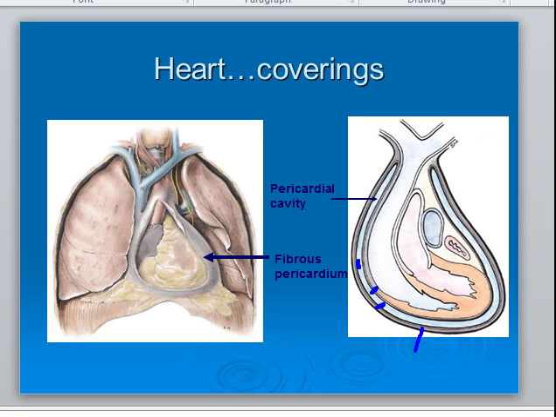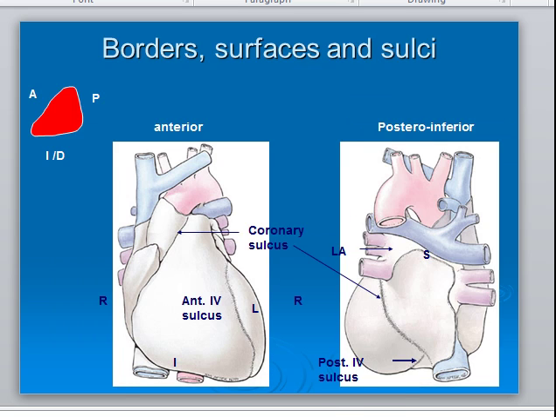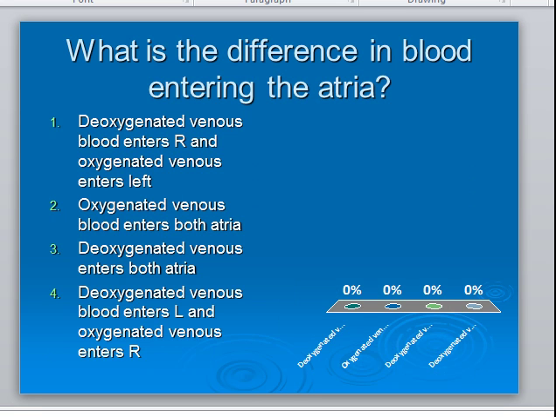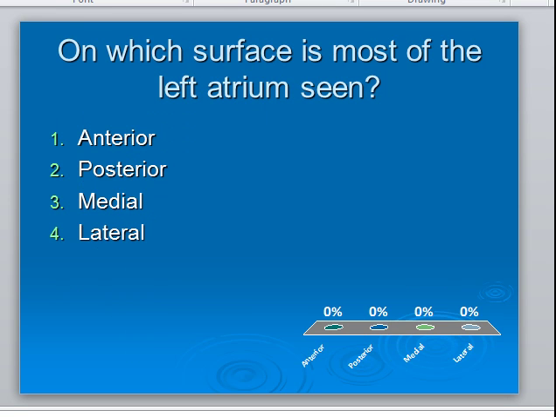Now let's go to the next. So you should be looking at these, the borders, the sulci. I showed you the cardiac cycle. Now here are some questions that you have to look at. What is the difference in blood entering the atria? So read this carefully. On which surface is most of the left atrium seen?